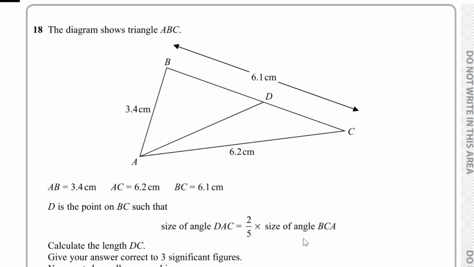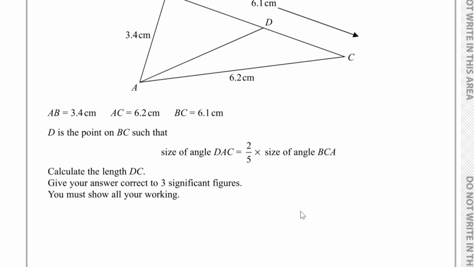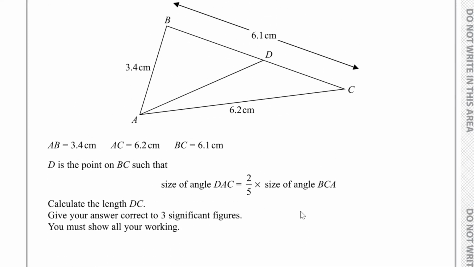Question number 18. The diagram shows a triangle ABC. AB is equal to 3.4 centimeters, AC is equal to 6.2 centimeters, and BC is equal to 6.1 centimeters. D is a point on BC such that the size of the angle DAC is equal to 2/5 of the angle BCA. We have to calculate the length of DC. So DCA, which one's that? DCA, that's this angle here. We'll call this X.